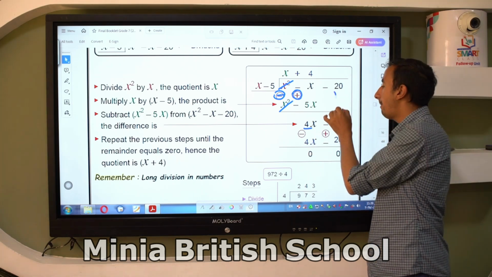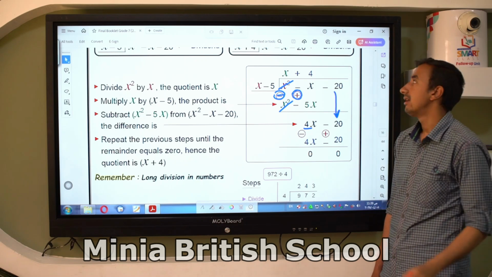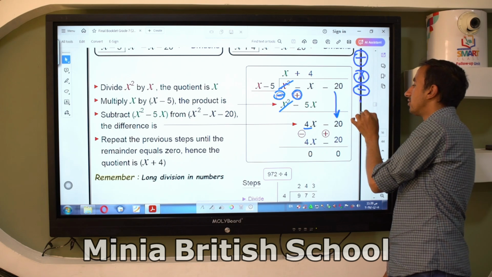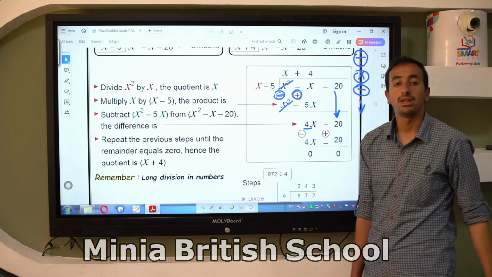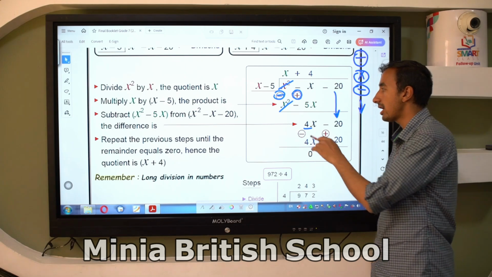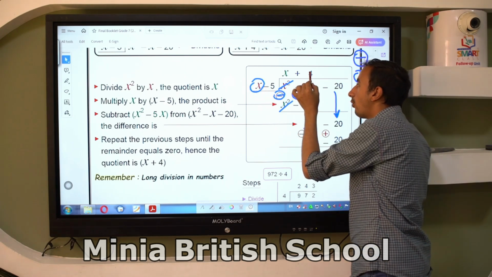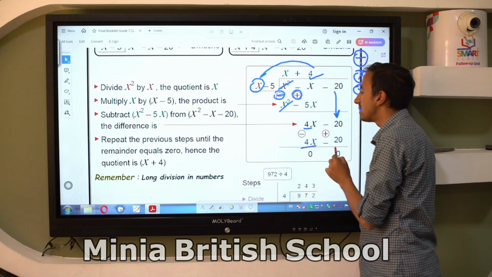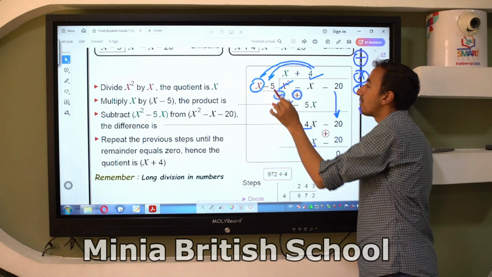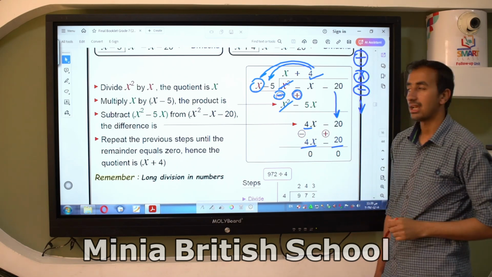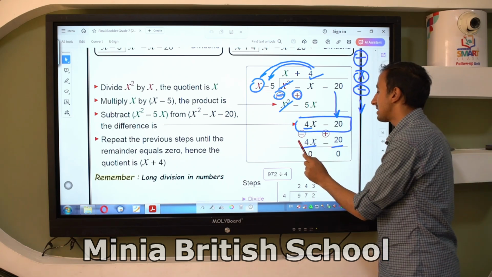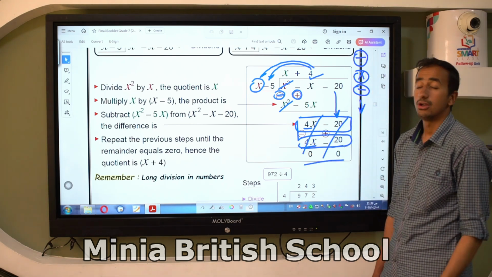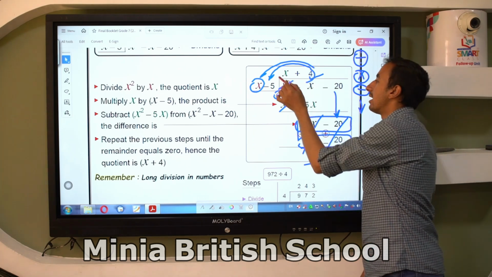4x, and drop negative 20. We have divide, times, minus, and drop. Yes, 4x minus 20. Repeat the steps again. Here 4x divided by x equals 4, right, for the quotient. 4 times x equals 4x. 4 times negative 5 equals negative 20. So I can subtract them. Here, this term, same as for this term, you subtract it, cancel this term, it will be 0. So the answer will be x plus 4.